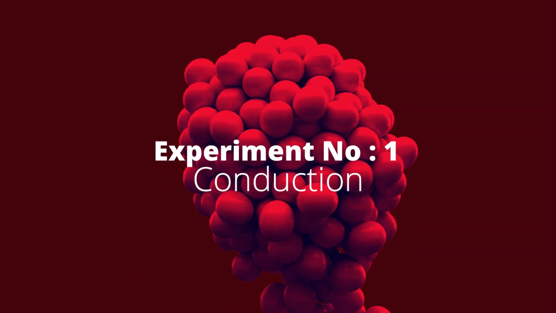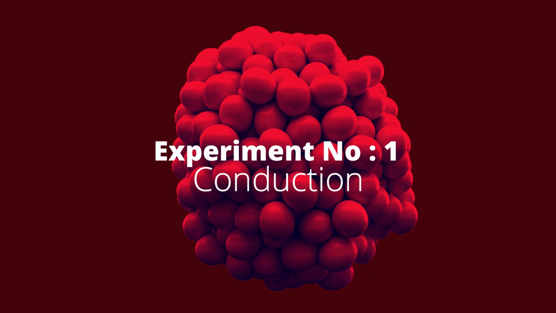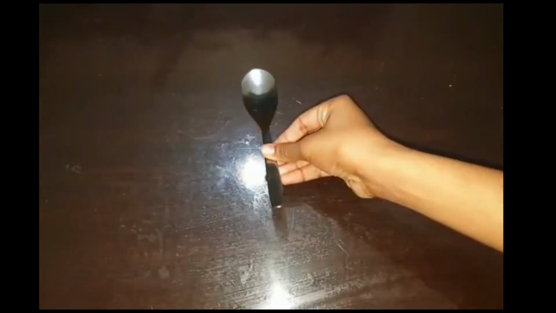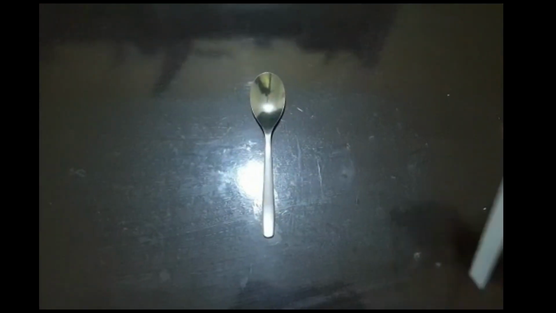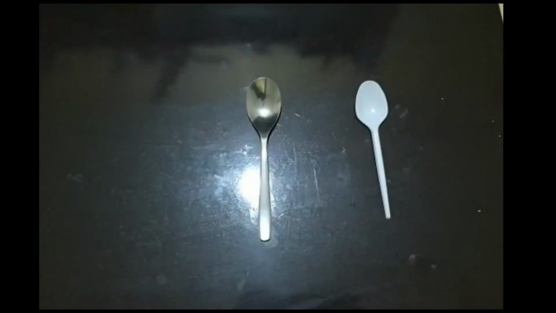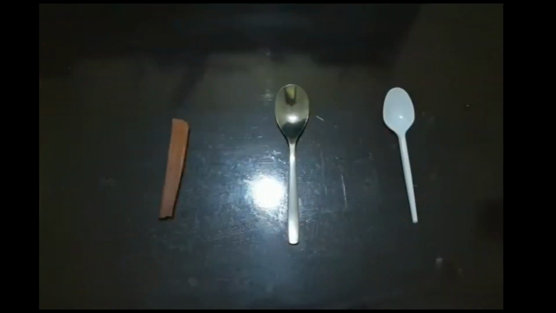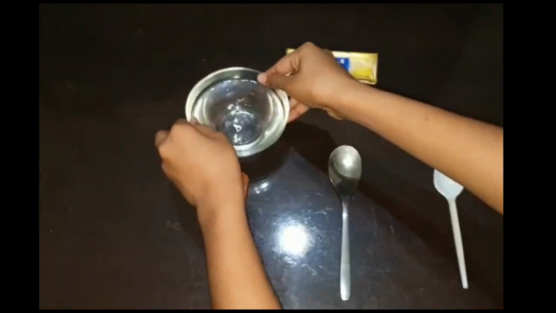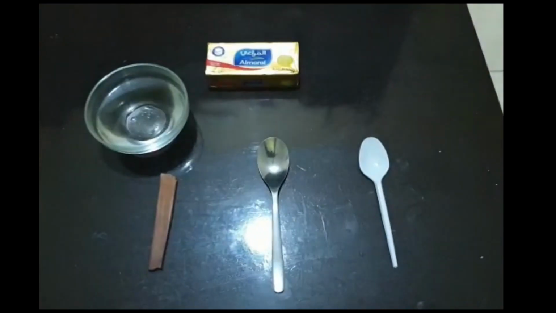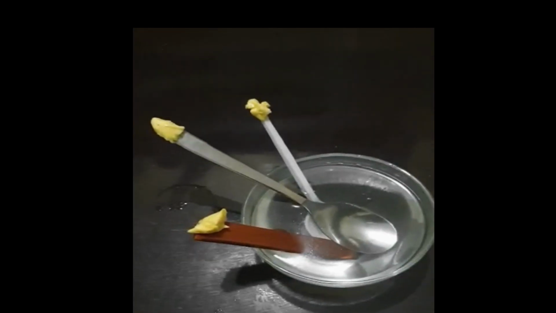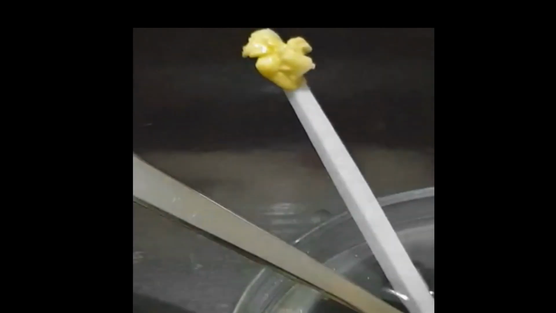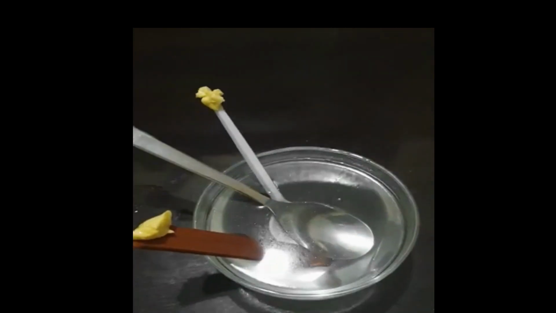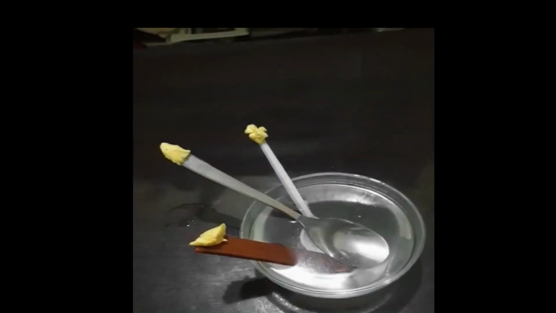Let's check out the experiment related to conduction. Things required: a steel spoon, a plastic spoon, a wooden rod, butter, and hot water. Dip the 3 spoons in the hot water. Apply butter on the top. Wait for a few minutes.